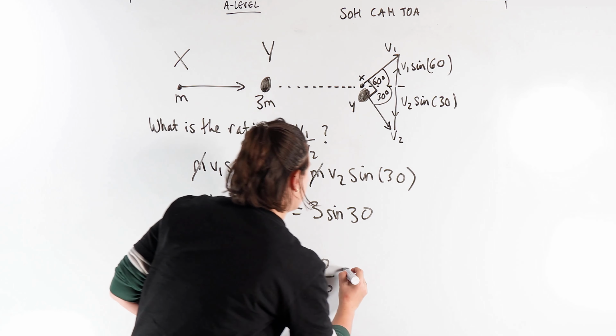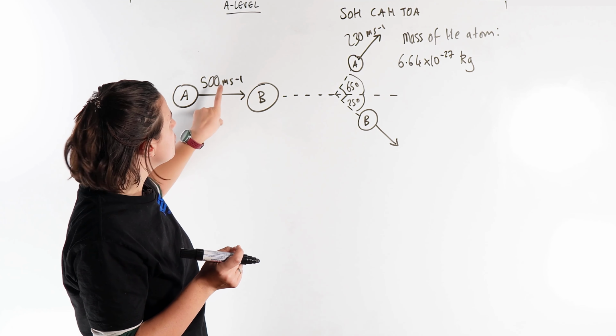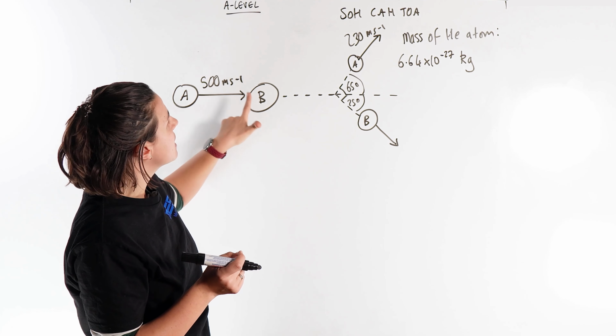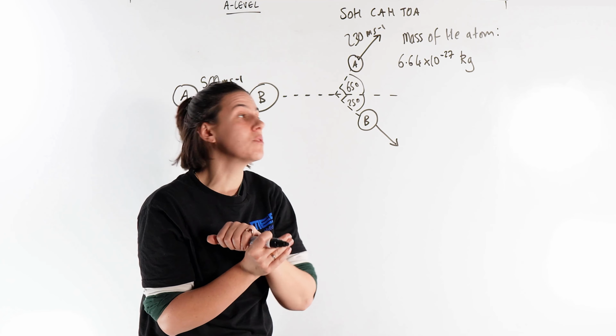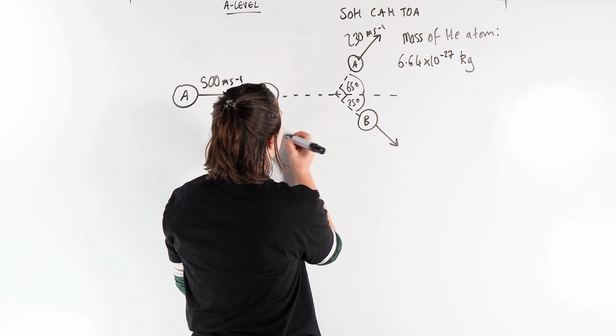Okay, problem number 2 is on the board behind me. We've now got 2 helium atoms. Helium atom A is moving in with a velocity of 500 meters per second into B. They collide and they're going off at angles again. And this time I need to find out what the momentum of B after the collision is.